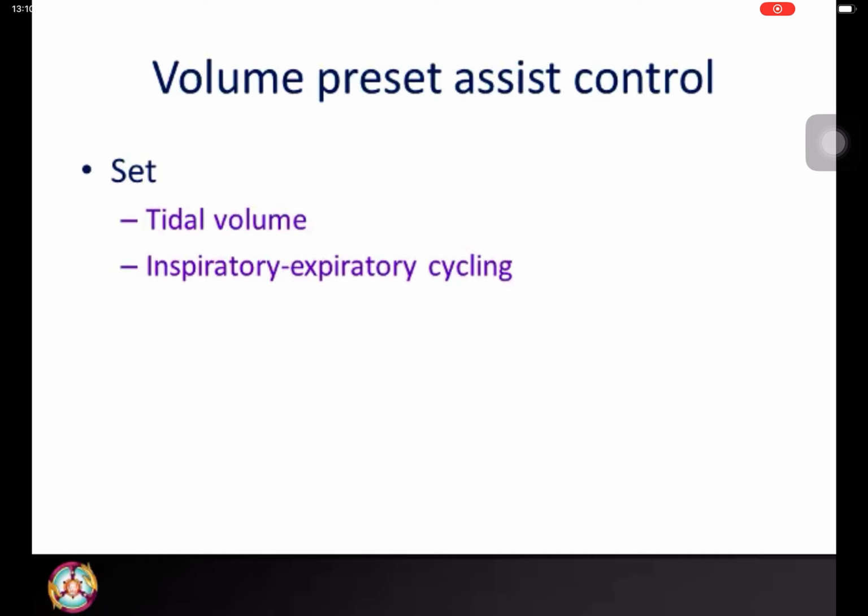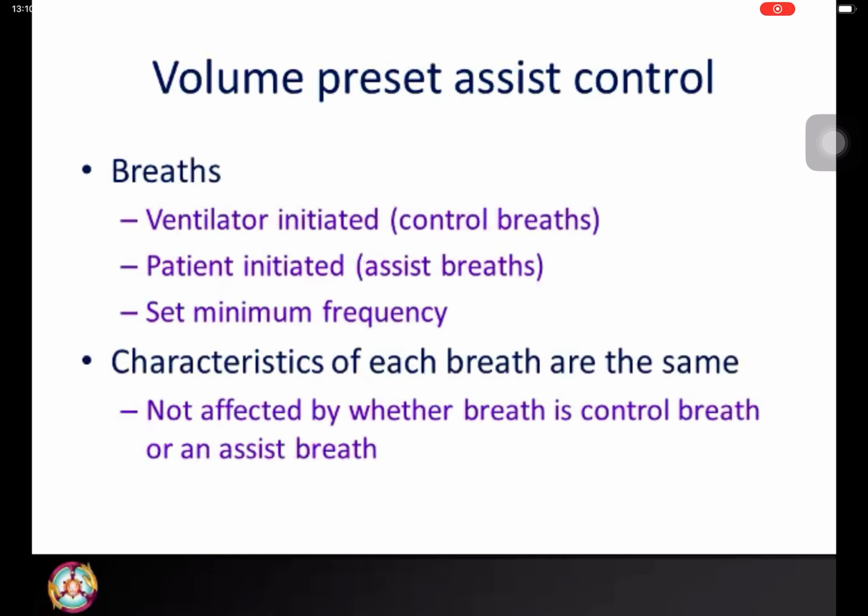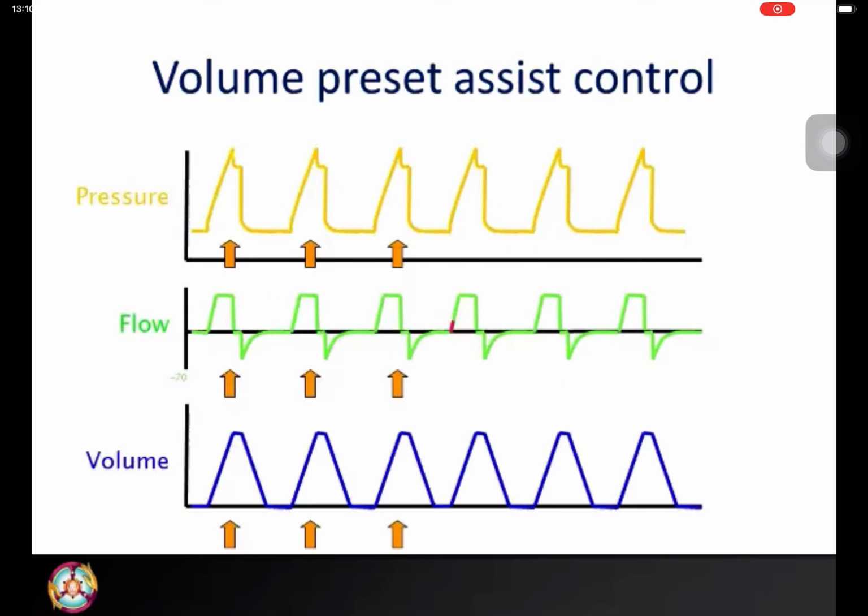In volume preset assist control mode, you will need to set the tidal volume. The ventilator will, within limits, deliver that tidal volume regardless of the resistance or compliance of the lung. Inspiratory to expiratory cycling is set in a variety of ways depending on the ventilator. It's important to know how it is set in the ventilators used in your ICU. Inspiration can either be initiated by the ventilator or by the patient. However, the same tidal volume is delivered at the same time, regardless whether the breath is initiated by the ventilator or by the patient.